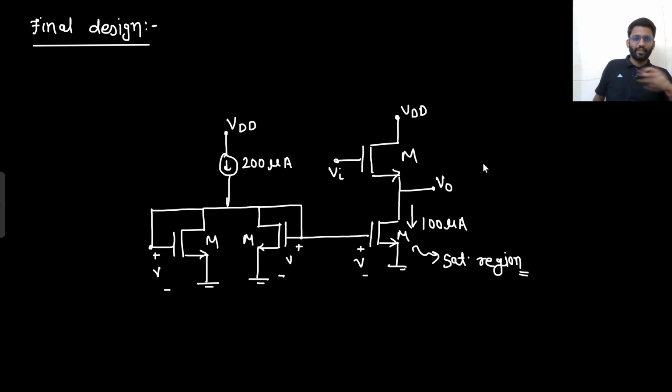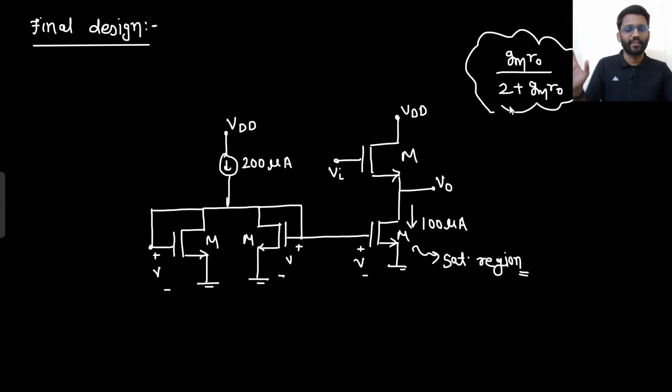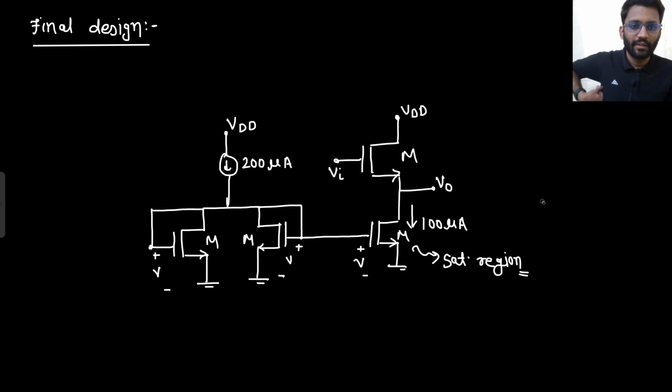Tell me the small signal voltage gain for this. Write down your final answer and then match it. What is your final answer? gm ro upon 2 plus gm ro. If you are getting this answer, just close this video and move to the next video. If you did not get this answer, then watch the solution. If you are getting this answer, you are great. You have understood everything from this lecture. Just move to the next lecture. If you are not getting it, then watch the video.